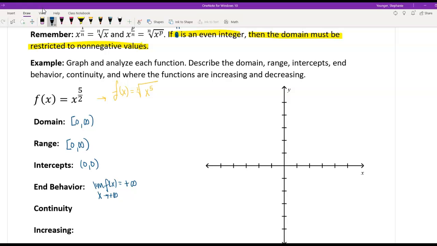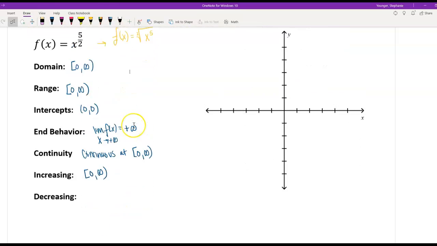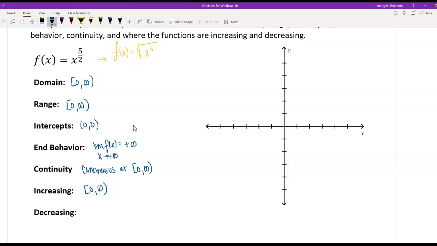Now, do I have an end behavior for when x is approaching negative infinity? I do not. That is because I'm restricted to non-negative values, which means I cannot go in that negative direction. For continuity, I'm continuous starting at 0, and then I'm increasing from 0 to infinity. And am I decreasing at all? No, I am not, because this is a root function. So we have no decreasing.